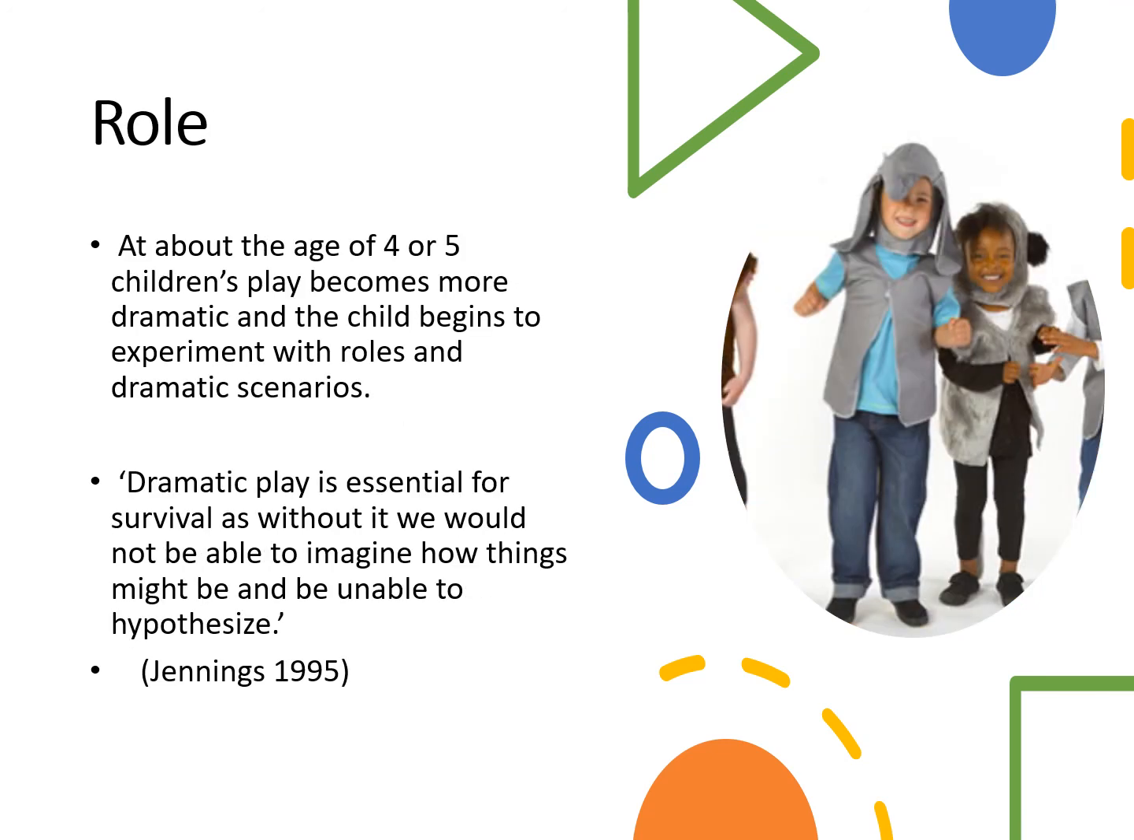And then the role. And this occurs at around the age of 4 or 5 for the majority of our children. Their play becomes more dramatic and they begin to experiment with roles and dramatic scenarios. And again, Sue Jennings says dramatic play is essential for survival, as without it we would not be able to imagine how things might be and we'd be unable to hypothesize.